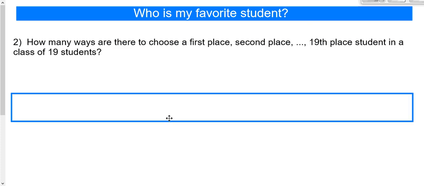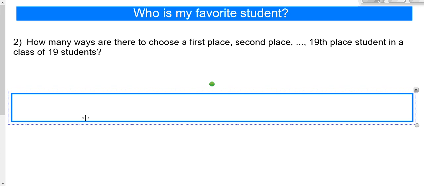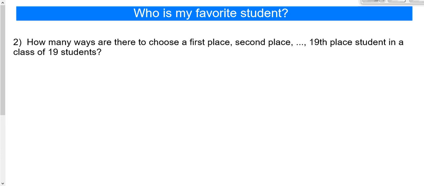How many ways are there to choose a first place, a second place, et cetera? There are 19 of you. So how many ways to choose all those places for students in a class of 19? We can figure this out. Think of it this way. You have first place. How many choices do you have for first place? There are 19 students, so there are 19 choices.